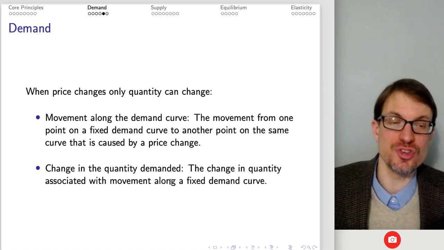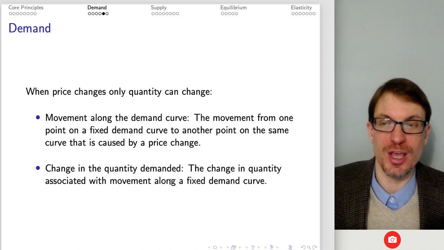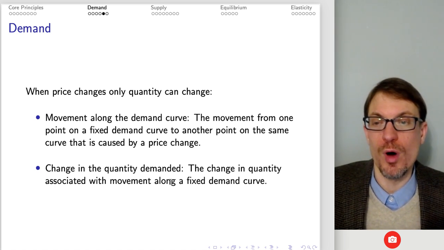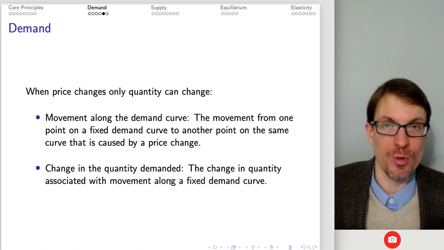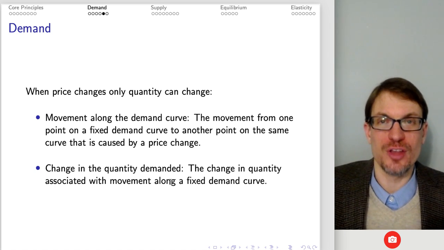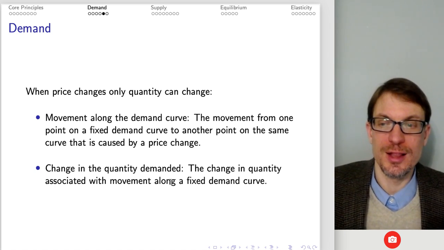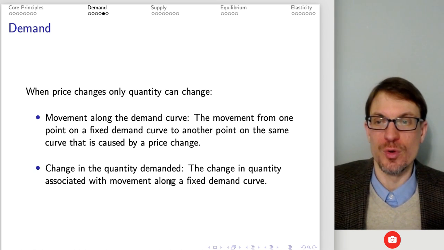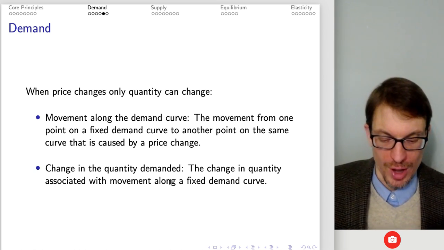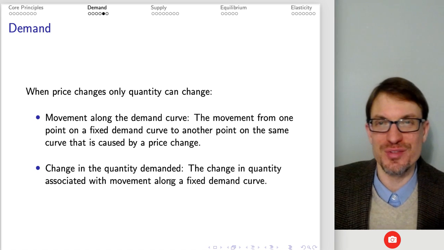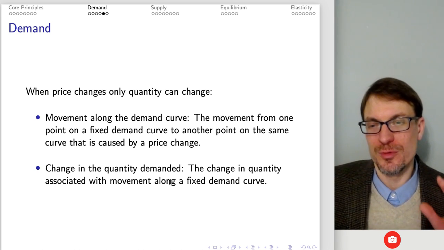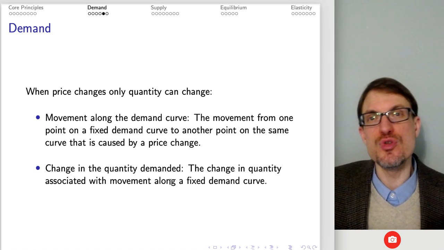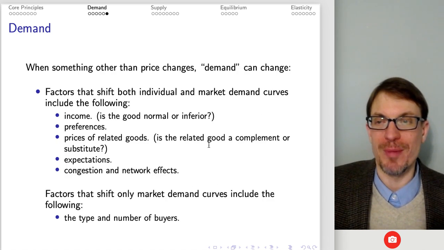Again, when prices change, only quantity can change, right? That's a movement along the demand curve. It's a movement from one point on the demand curve to another point on the same curve, and it's caused by a price change and a price change only. We call this a change in quantity demanded, right? So when price changes, we get a change in quantity demanded, or if we're talking about the supply curve, a change in quantity supplied. But when prices change, we get a change in quantity demanded represented by moving up or down the original demand curve.